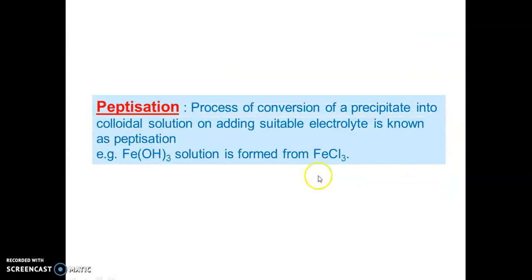And next is peptization. Peptization is a process in which a precipitate is converted into a colloidal solution by adding any suitable electrolyte. So these are the preparations of colloidal solution. In the next part we will study the properties of colloidal solution. Thank you.